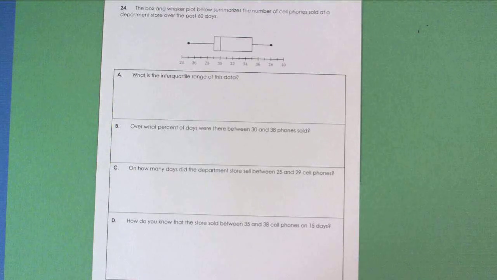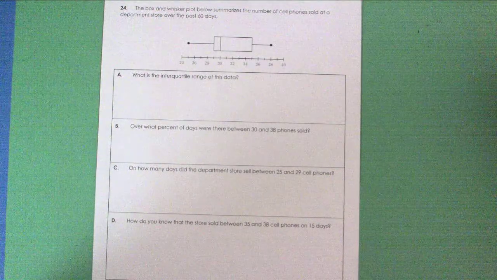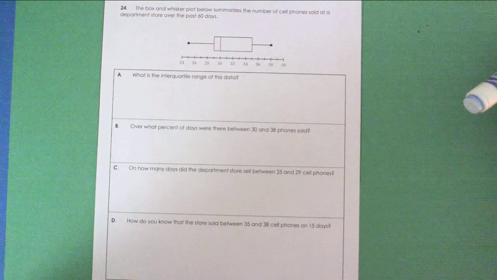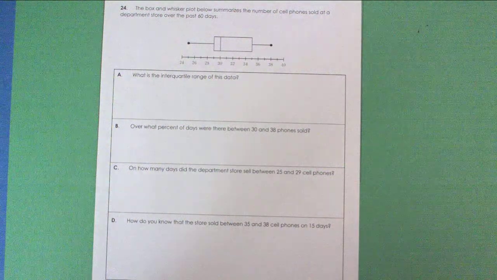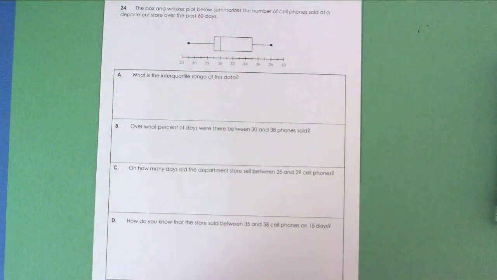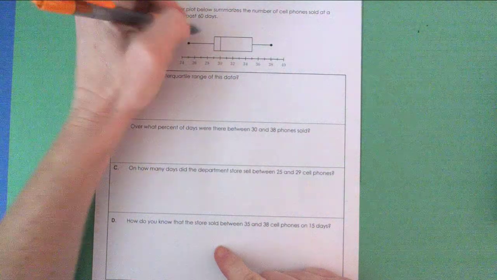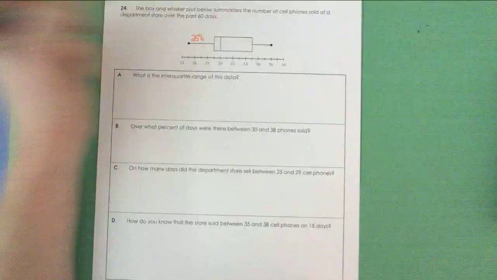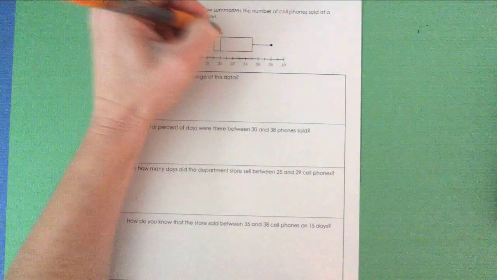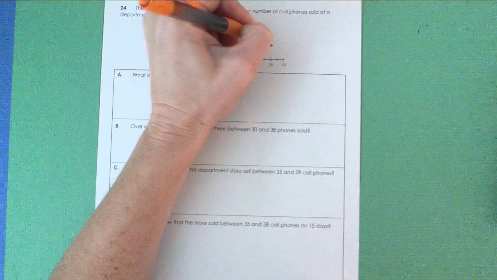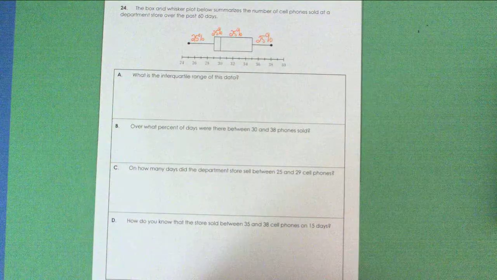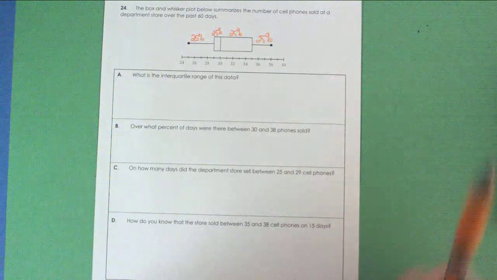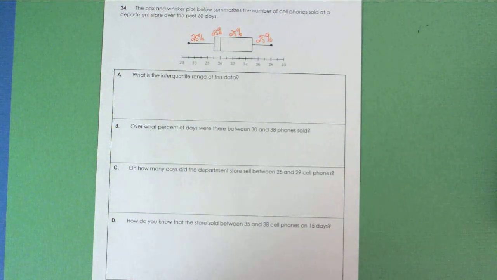Let me just tell you, when I look at this problem and I see its open-ended nature, my eyes are immediately drawn right here to the box and whisker plot. And the very first thing I'm going to do, before I even read the question, is mark 25%, 25%, 25%, and 25%. I tend to do that anytime I'm given a box and whisker plot because I know each part of the box and whisker plot is worth 25% of my data. So I'm doing that before even reading the question.